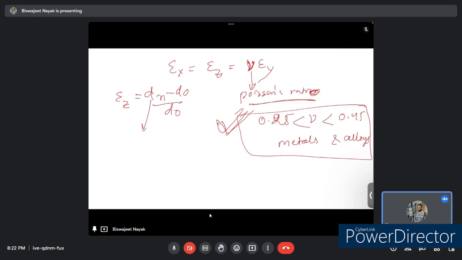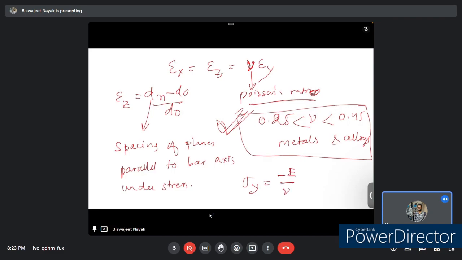the strain can be written as (dn minus d0) by d0, where dn is the spacing of planes parallel to the bar axis under stress, and d0 is the spacing of the same plane in the absence of stress. So we can write stress as minus E by nu times (dn minus d0) by d0.